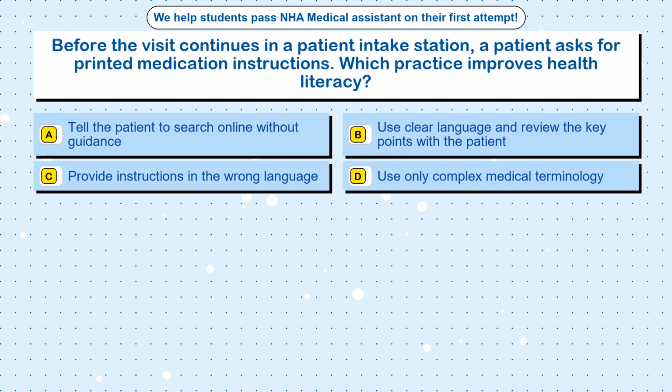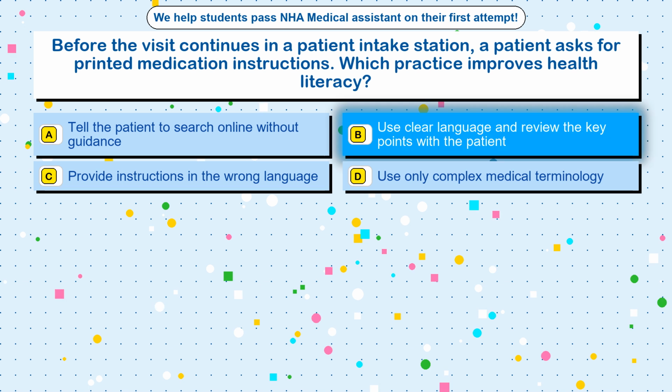Question 12. Before the visit continues in a patient intake station, a patient asks for printed medication instructions. Which practice improves health literacy? Option A, tell the patient to search online without guidance. Option B, use clear language and review the key points with the patient. Option C, provide instructions in the wrong language. Option D, use only complex medical terminology. The correct answer is option B, use clear language and review the key points with the patient.